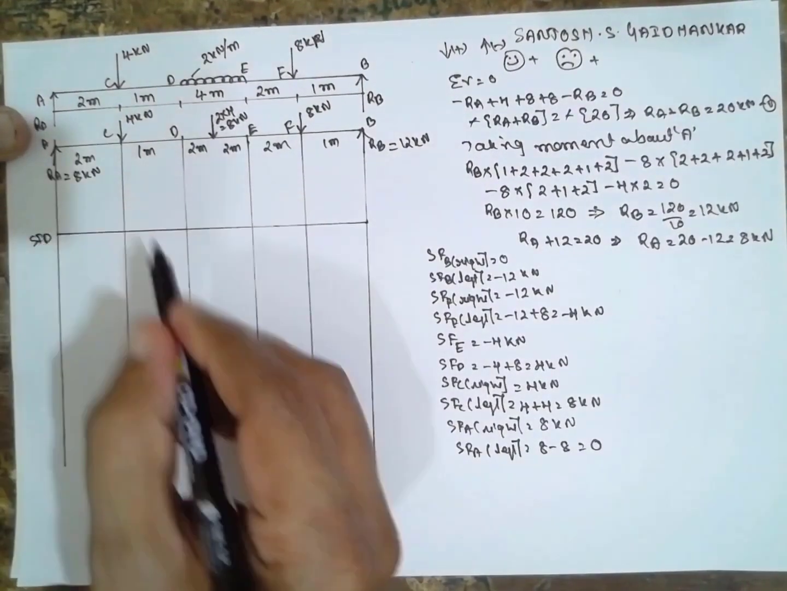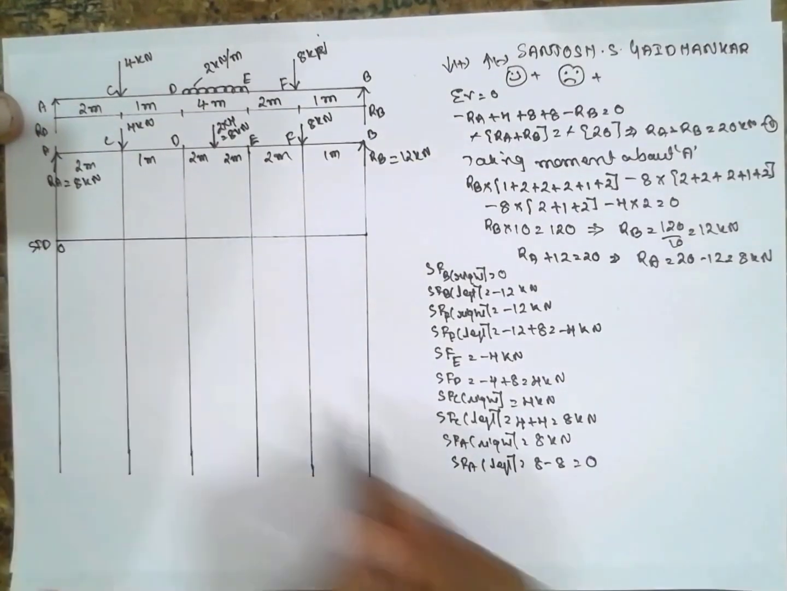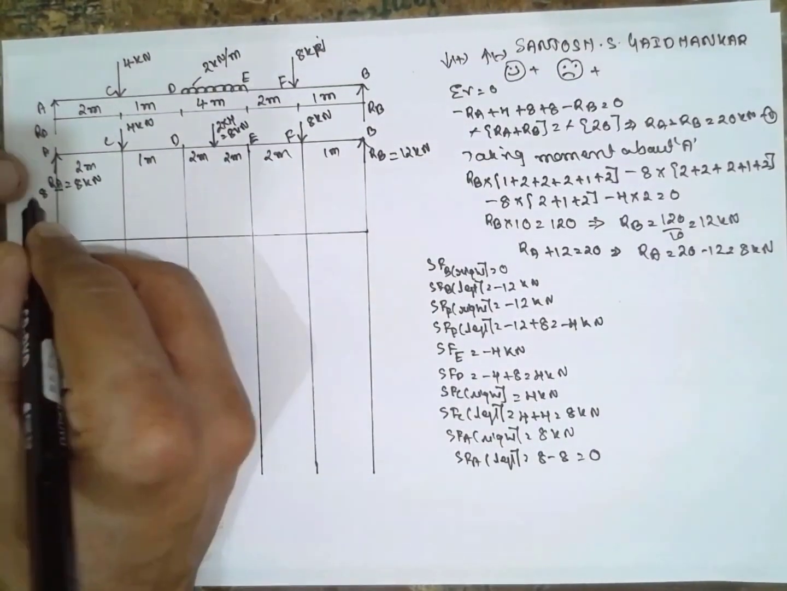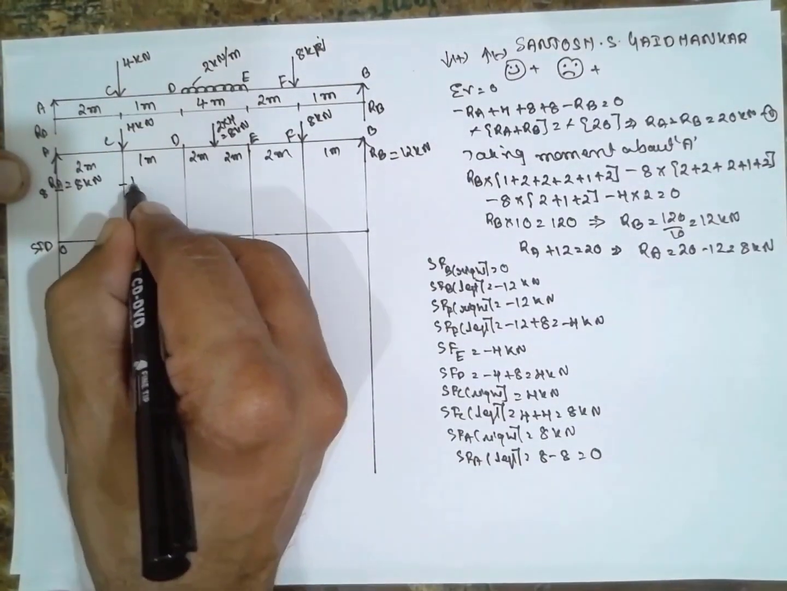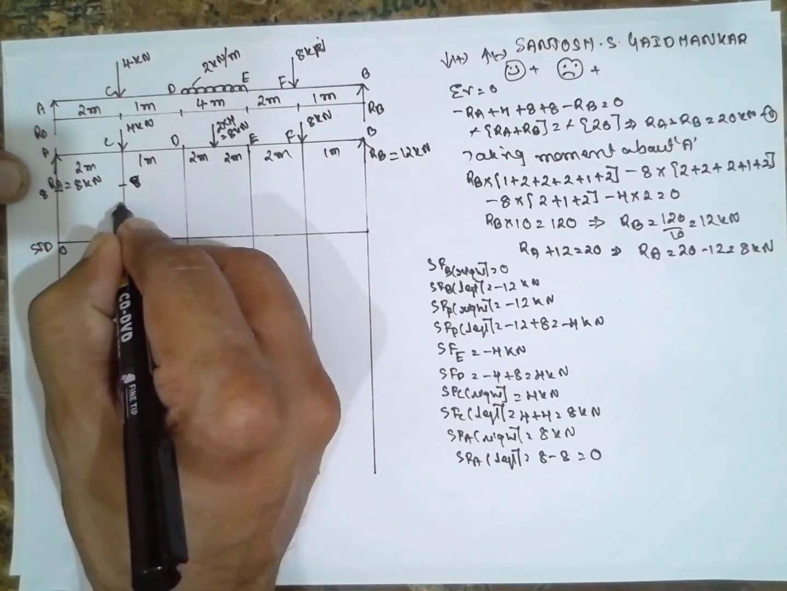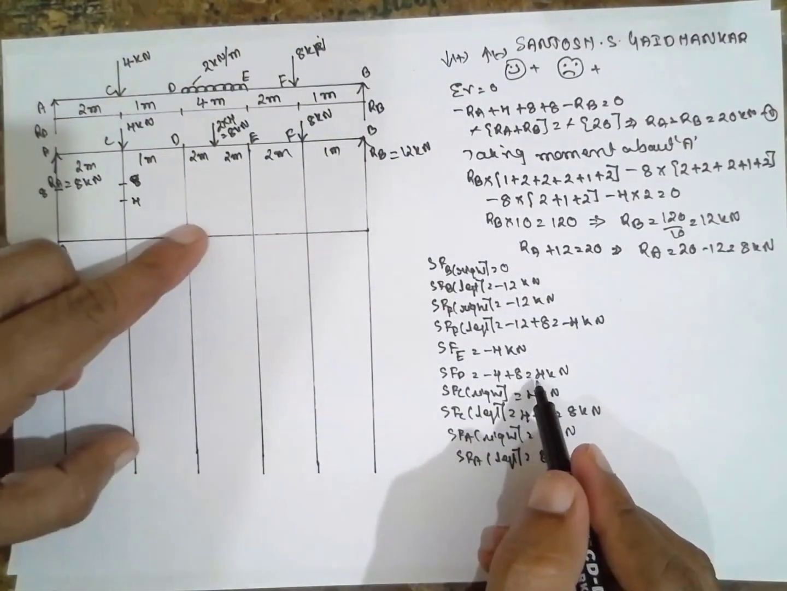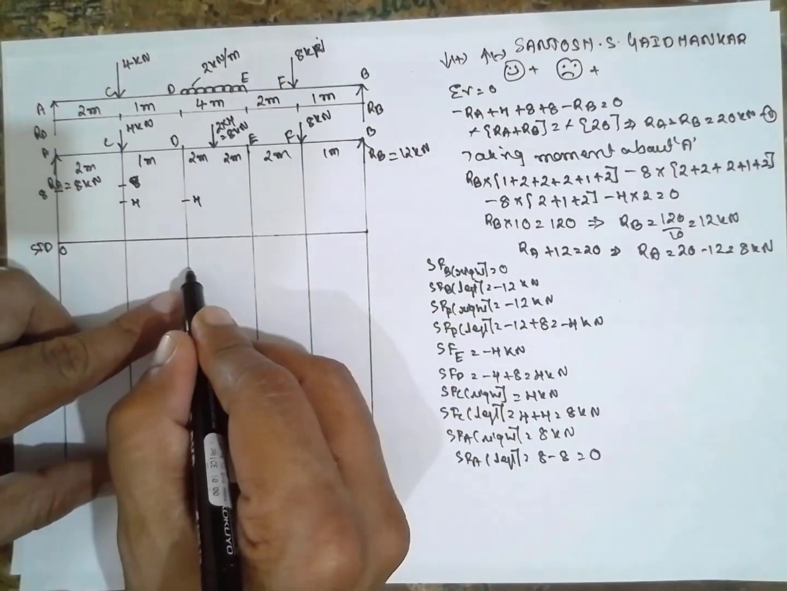SFD: above is positive and downward is negative. The first is 0, 0. At A there are 2 points, 0 and positive 8, 8, 8. Next at C, 8 and 4, 8, 8 and 4. At D, 4 and minus 4.